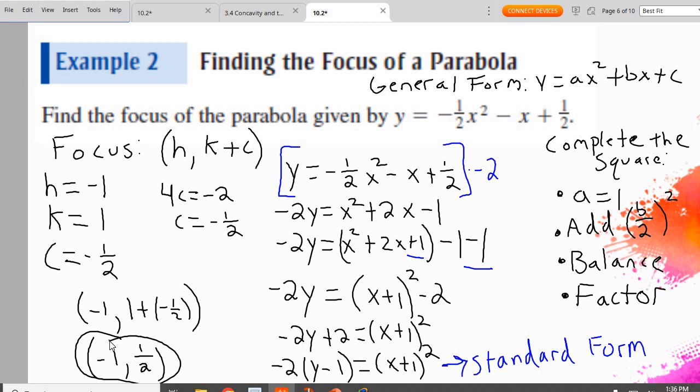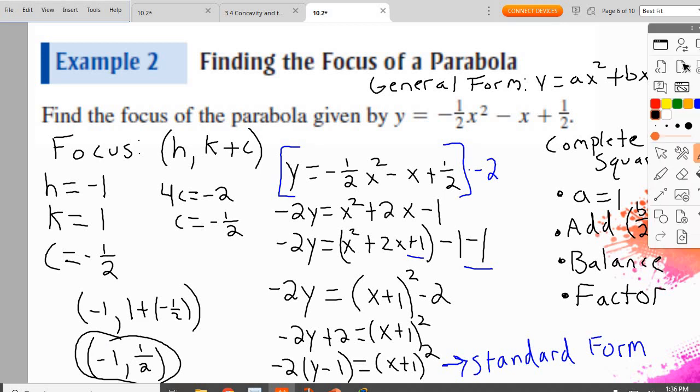What questions do we have there? We all see how we found our H, K, and C? Like where we're getting them from? Alright, let's look at another example.